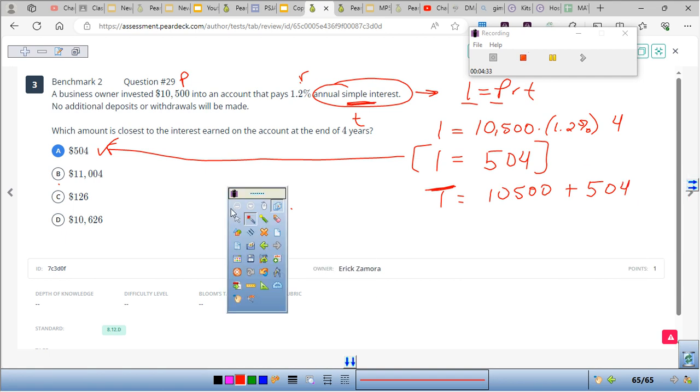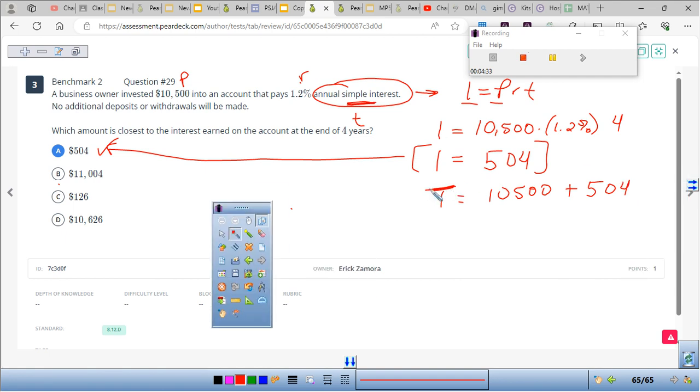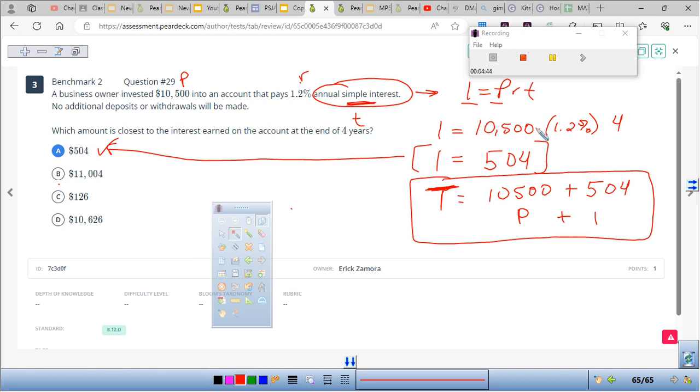So I went ahead and just threw in the extra. This is just the extra, the total, guys. What is the total equal to? It's going to be the principal plus the interest. This is not the question, I just wanted to throw that in there. Always go back and forth between the total, interest, and principal, making sure you understand the whole thing.